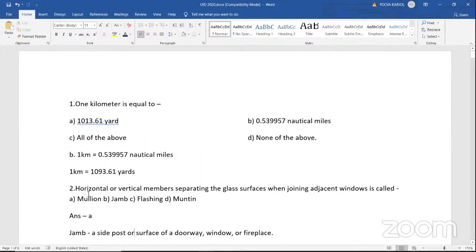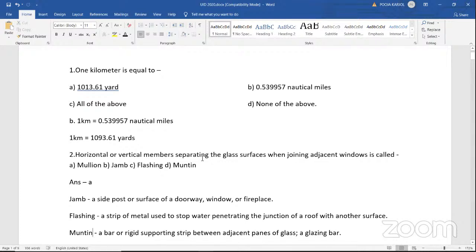Okay, see, the horizontal or vertical members separating the glass surfaces when joining adjacent windows is called... I'll just see if I can get an image. Answer is A. A mullion is a horizontal or vertical member which separates, it may be in plural also, the glass surfaces when joining adjacent windows.